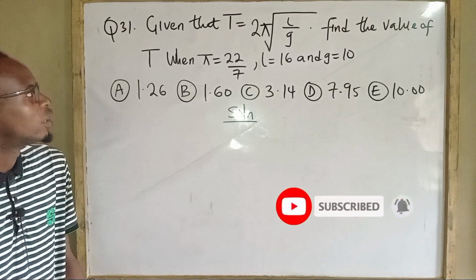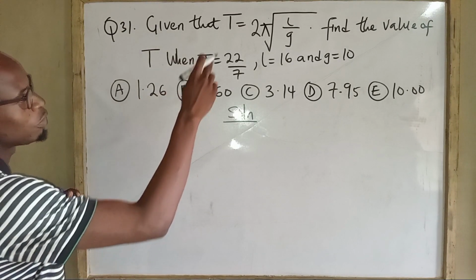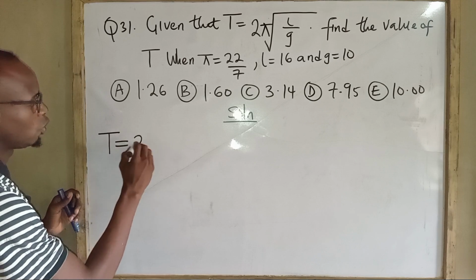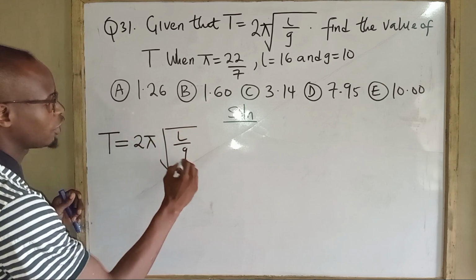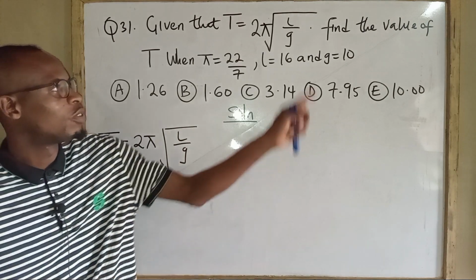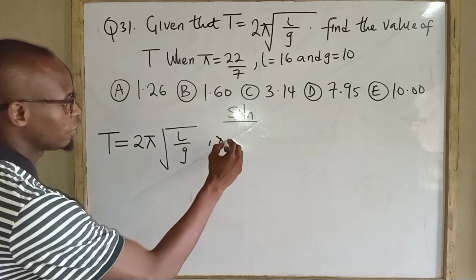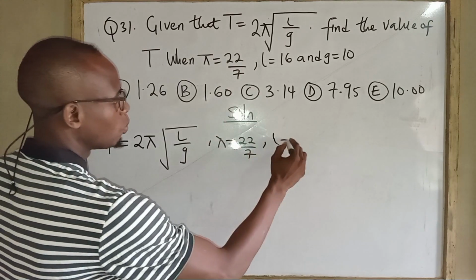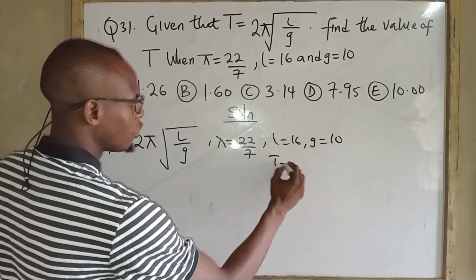We have question 31, which says: given that t equals 2 pi square root of L over g. Let me write that equation out: 2 pi square root of L over g. We are asked to find the value of t when pi is equal to 22 over 7. So pi was given to be 22 over 7 from the question. Then L was given to be 16, while g is equal to 10. So we are looking for the value of t.